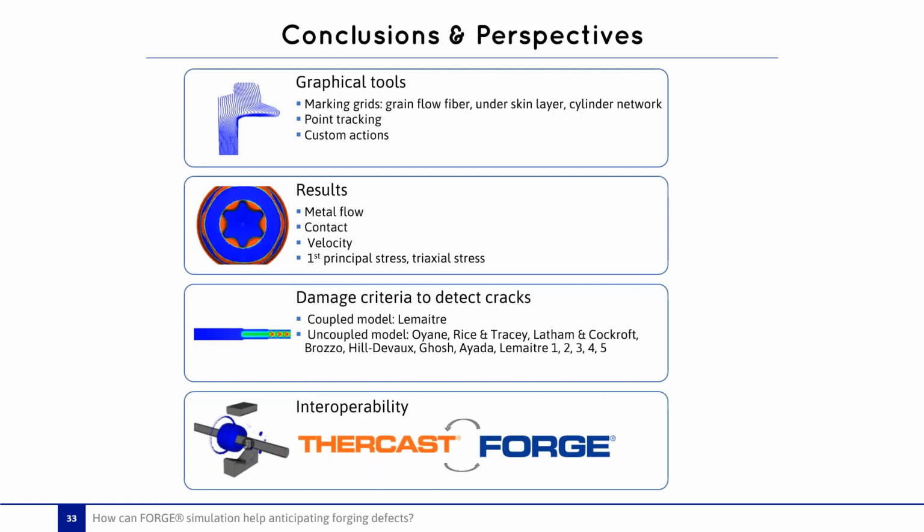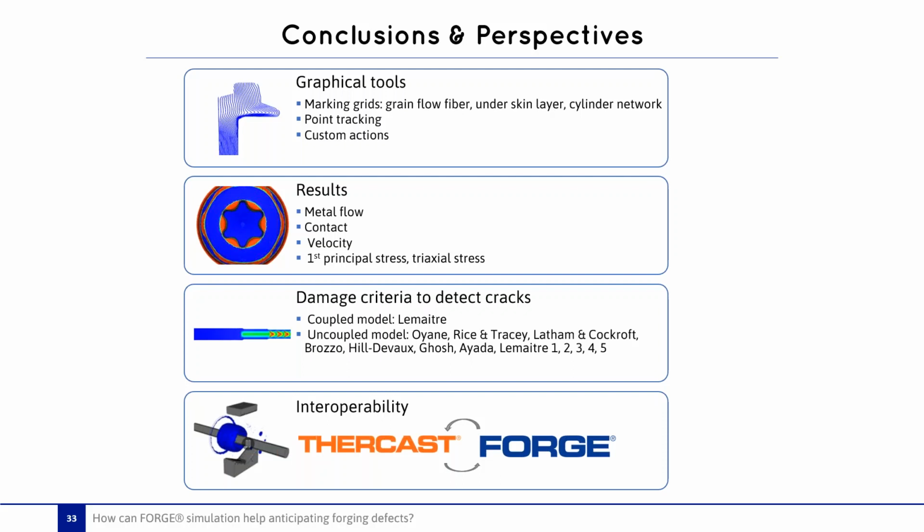Now we arrive at the end of this webinar. Forge, let's make a recap. Forge can incorporate several tools to detect defects. The marking grid is used in the detection of faults, piping defect, and improper grain flow. As well, in Forge, we can use results such as the contact to detect underfilling or point tracking to detect faults. The porosity can be analyzed to detect piping defect.